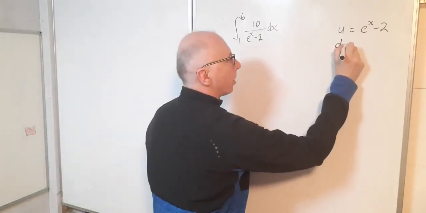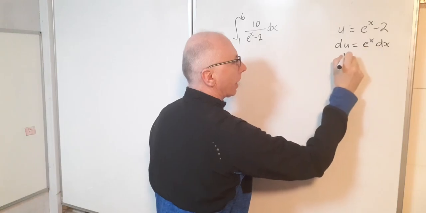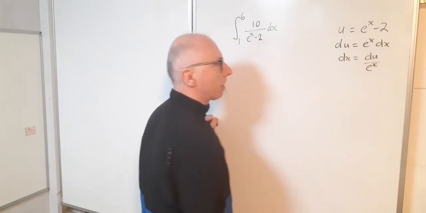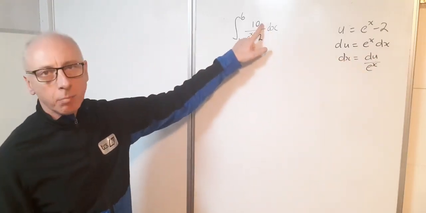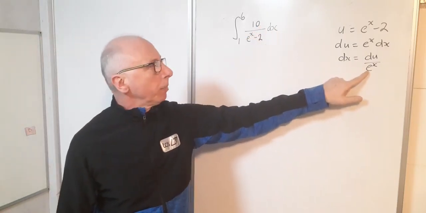So now I've got du equals e to the x dx, and then get my dx on its own, which is du over e to the x. Now e to the x here is not going to cancel with anything in my numerator. So I need to just adjust this e to the x a little bit.